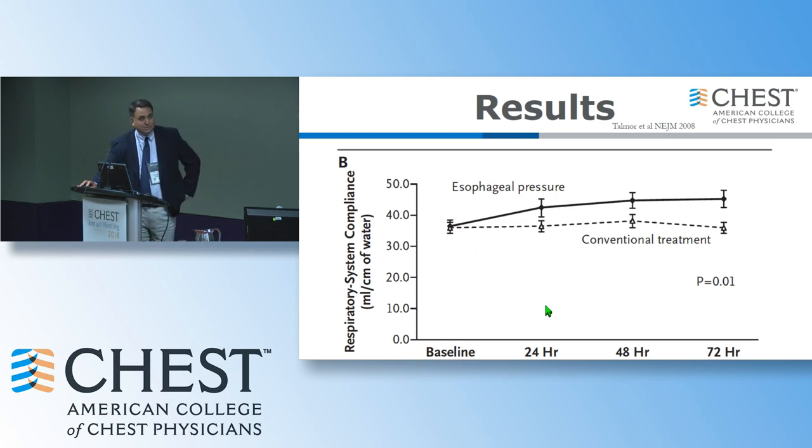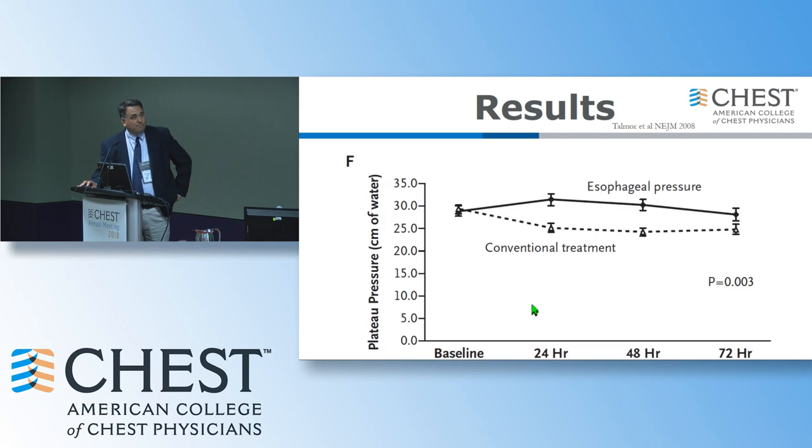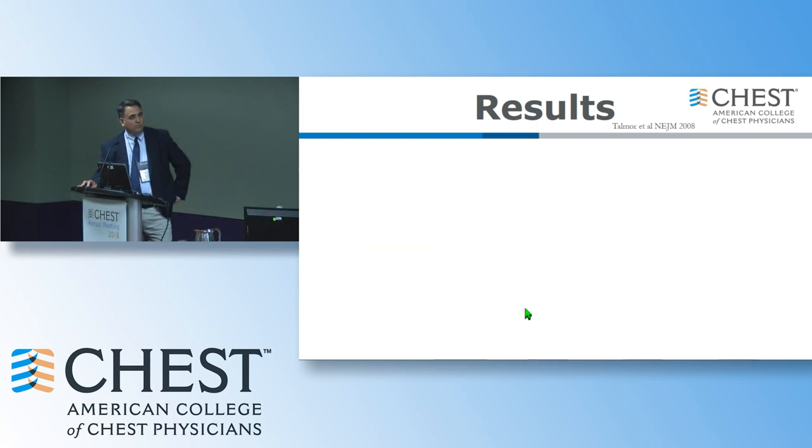This sort of makes sense. The plateau pressure. So this is where it's a little bit confusing, right? Because although the compliance is better, the plateau pressure is actually higher. And the reason for this is because you can allow a higher plateau pressure because you know your transpulmonary pressure is low compared to the conventional arm.